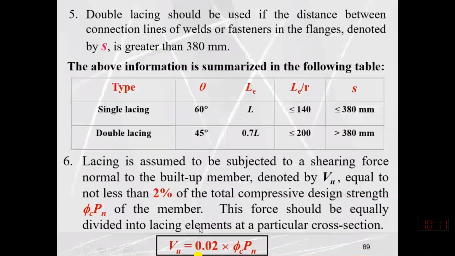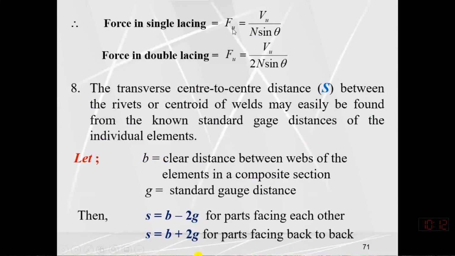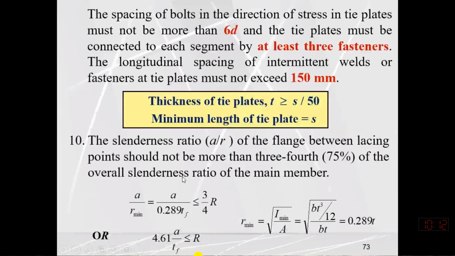So this will be the compressive force Fu, for which we need to design the lacing as a compression member, which will be equal to Vu divided by N sine theta. If we are using the double lacing, so at any face we are having two lacing, two flat bar. So this S value I have already explained.